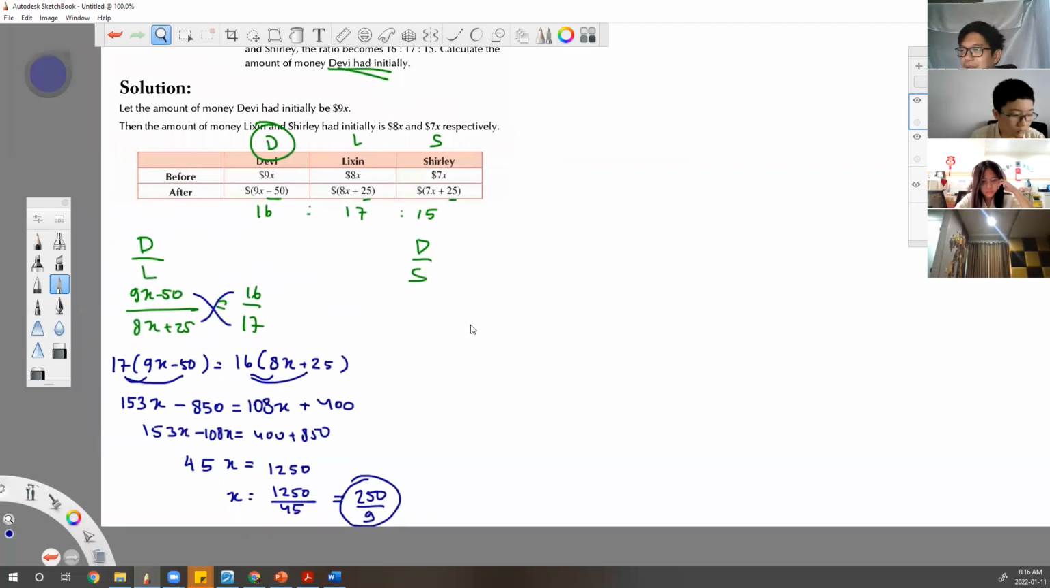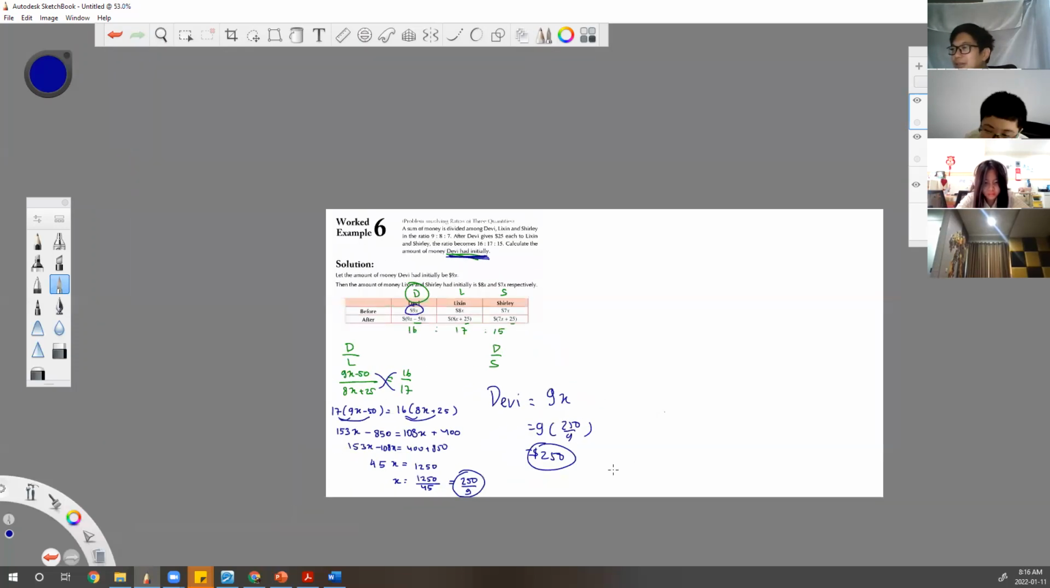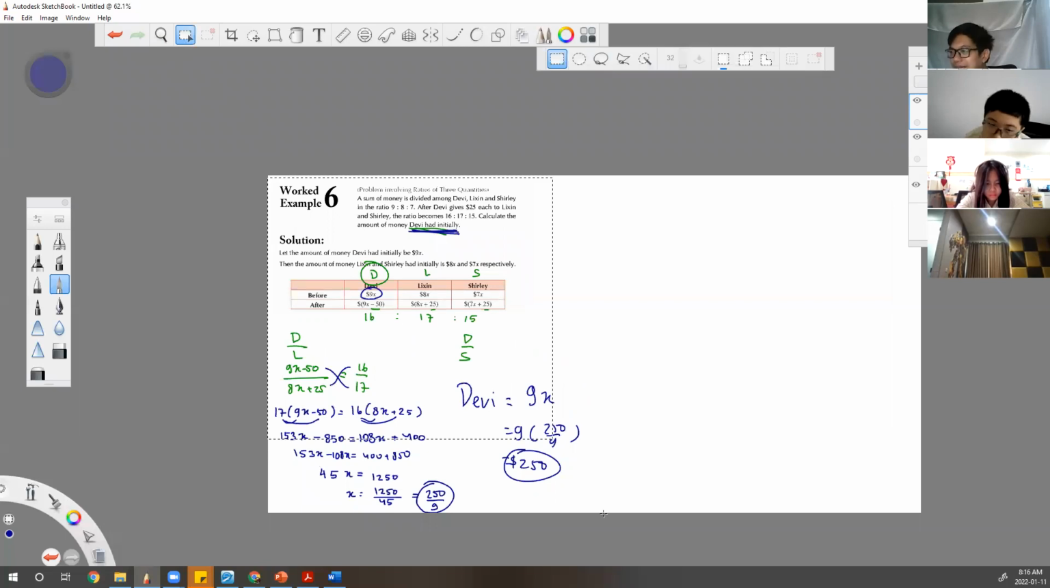Ya, benar. So, what next? Find the amount of money Devi had initially. Oke, yang ditanya Devi. Devi kan yang X. Initial ya, awalnya yang ditanya ini nih, X. Berarti 9 times 250 over 9. Jawabannya 250 ya. Right? Nah, gitu doang jawabannya. Ya, bener gak sih? Kok nggak yakin soal fraction.